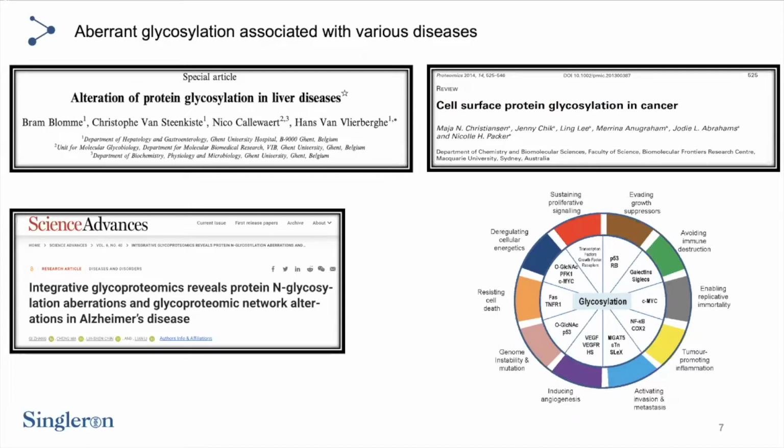And for cancer, it is considered one of the hallmarks of cancer. In this review, we can see that all the proteins involved in different steps are glycosylated. And when there's something wrong with them, that could lead to cancer progression or tumor progression. There are different genes in the glycosylation process that affect these processes.